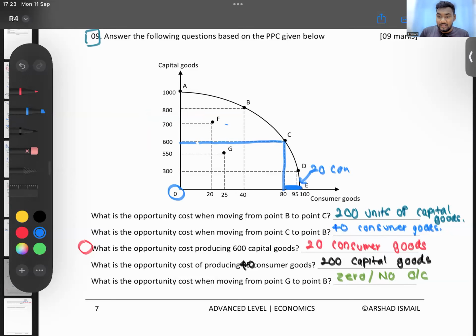Okay. Can I explain again? Opportunity cost of moving from G to F. G to F once again, right? So when you're moving from G to F, I am saying opportunity cost is 0.